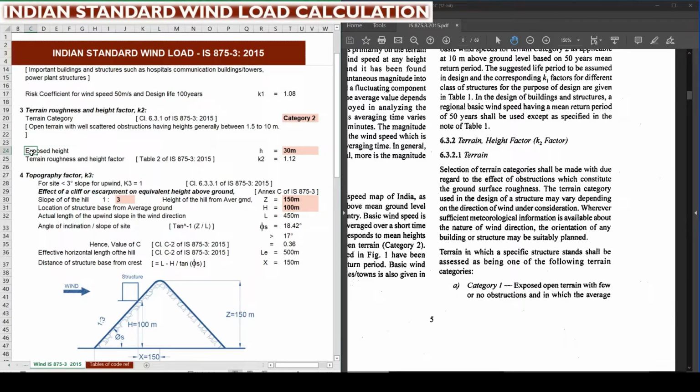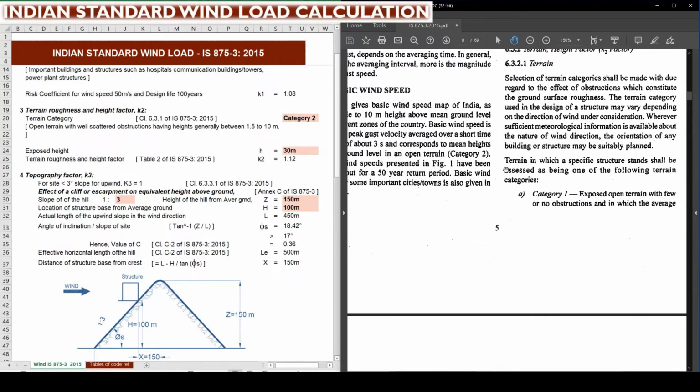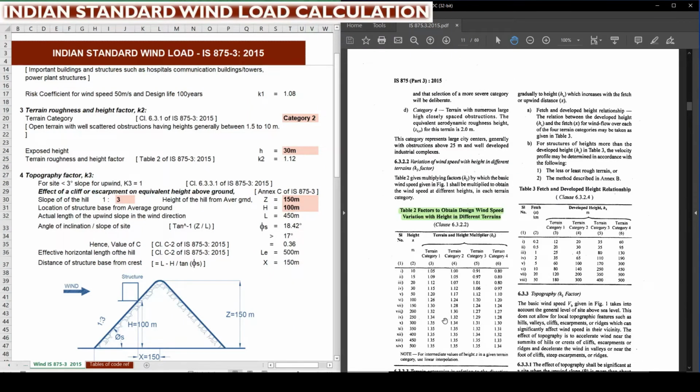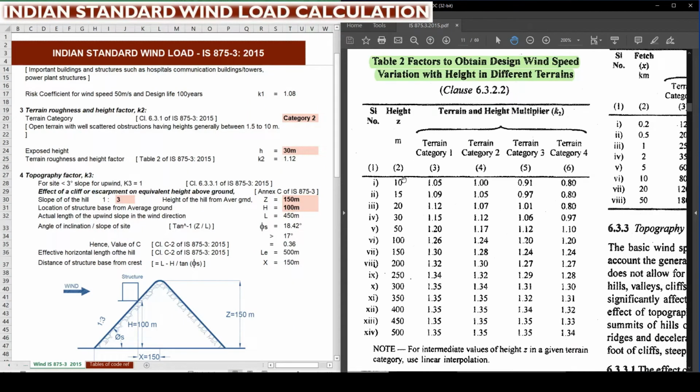Next one is the exposed height. We record this information. We can assume our structure height, along with the apparatus, as 30 meter, so that the terrain roughness and height factor can be obtained from Table 2 of IS 875 Part 3. For that we need to go to page number 11. Here on the right hand side PDF you can see Table 2, factors to obtain design wind speed variation with height in different terrains.